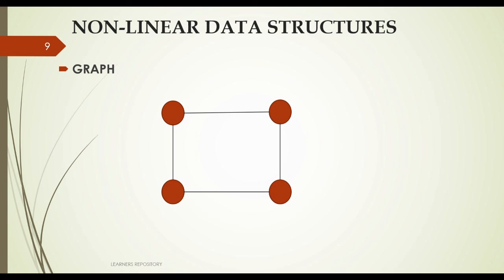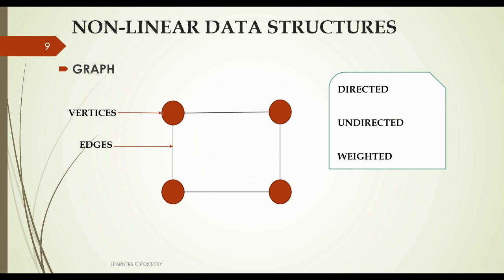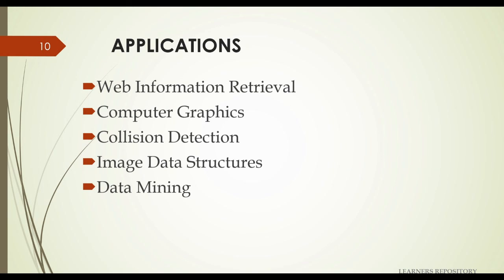Another type of data structure called graph is also a non-linear data structure, which is a collection of vertices and edges. The circles here will be referred as vertices and the links, that is lines, are called as edges. There are three different types of graphs. One is directed graph, undirected graph and weighted graph.